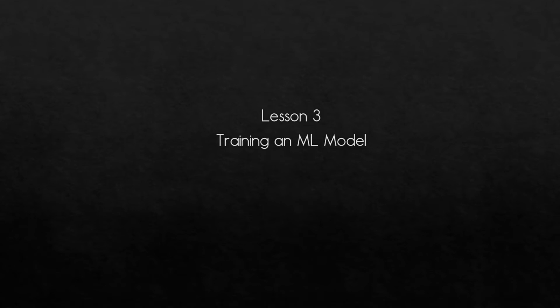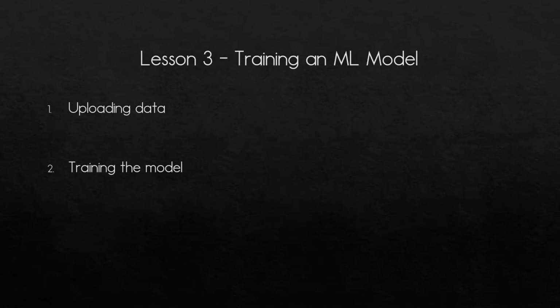Lesson 3, Training a Machine Learning Model. In this lesson, we're going to build an image classifier that's capable of recognizing different types of fruit. To do that, there's going to be two steps. First, we're going to have to upload some data to train with. For us, it's going to be images of fruit, apples, oranges, bananas. Second, once those images are uploaded to the cloud, we're going to have Azure train the model. Okay, let's dive in.